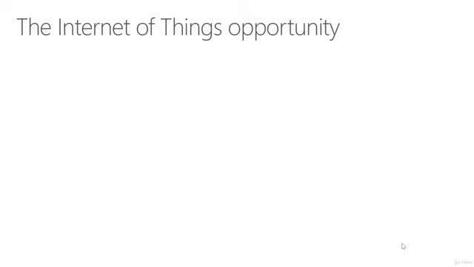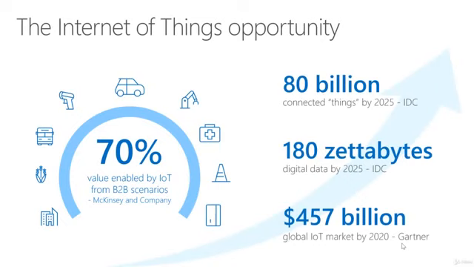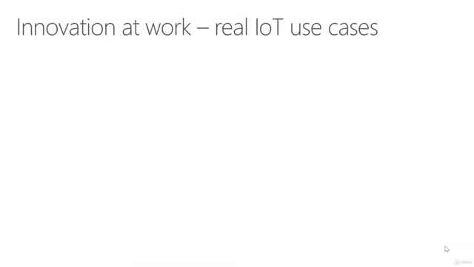Let's speak now about the Internet of Things opportunity that we are facing nowadays. We are talking here about 70% value enabled by IoT from business-to-business scenarios. We are expecting to have around 80 billion connected things by the year 2025. And in the same year, we are also expecting to have 180 zettabytes of digital data. Not to mention that we are speaking here about a lot of money, which will be around $400 billion around the year 2020.